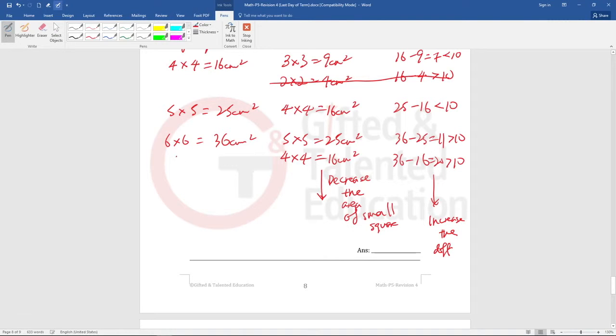Hence, the maximum possible dimension of the big square must be 5 cm. Hence, the maximum possible perimeter is 5 times 4, or 5 plus 5 plus 5 plus 5, which would give us 20 cm.